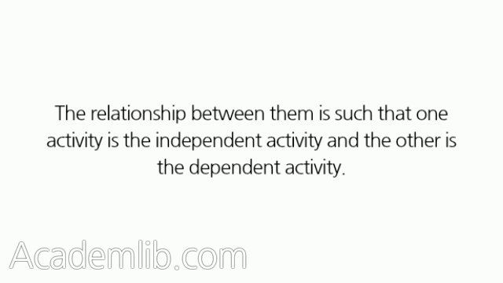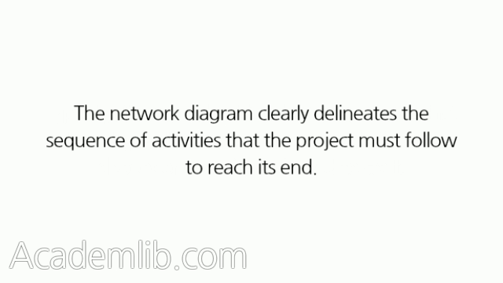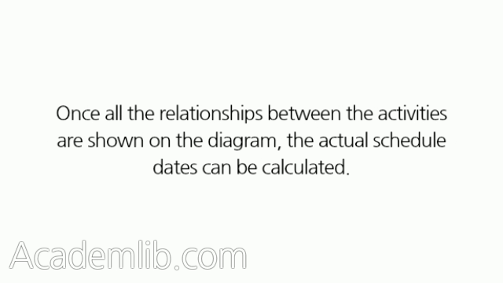The activities are taken two at a time. The relationship between them is such that one activity is the independent activity and the other is the dependent activity. Typically, for example, this relationship shows that the independent activity must finish before the dependent activity is allowed to start. The network diagram clearly delineates the sequence of activities that the project must follow to reach its end. Once all of the relationships between the activities are shown on the diagram, the actual schedule dates can be calculated.